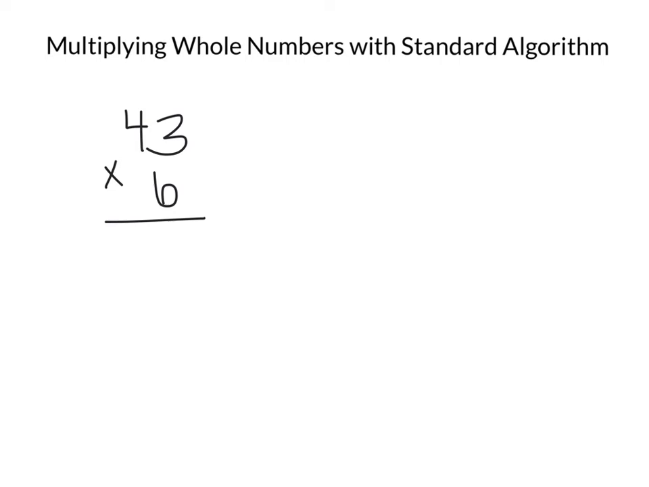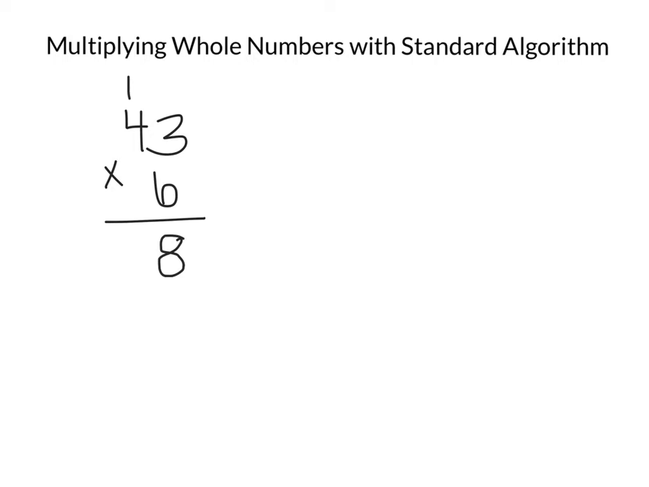In this video, I'm going to talk about how we multiply whole numbers with the standard algorithm. So first, we're going to do a 2-digit by a 1-digit number. What I'm going to do first is multiply the 6 times 3. When I multiply 6 times 3, I get 18. So I put the 8 there and I carry the 1.